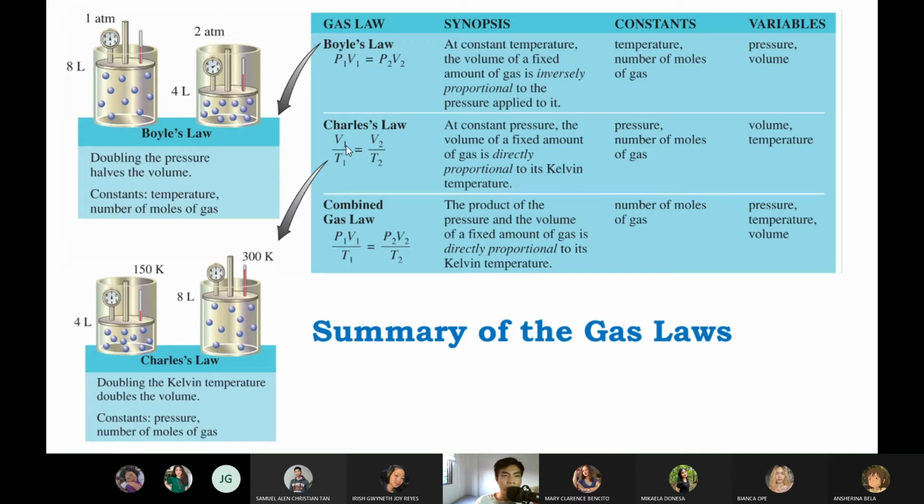For Charles' law, we have the volume-temperature relationship. So it states that the volume and the temperature are directly proportional. So ibig sabihin, pag tumaas yung temperature, tataas yung volume. Pag bumaba yung temperature, bababa yung volume. Example is yung balloon. So, lagay mo yung balloon sa ref, liliit yung balloon. Okay, kasi mababa yung temperature, so bababa yung volume. Tapos initin mo yan, lalaki yung balloon. Okay?